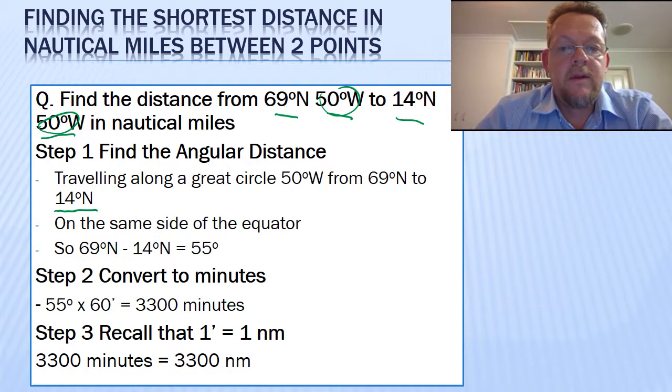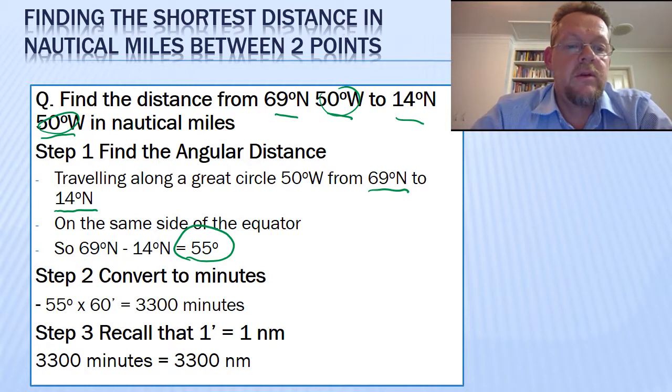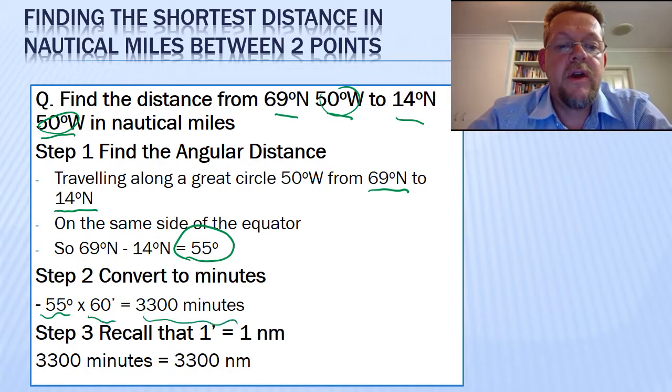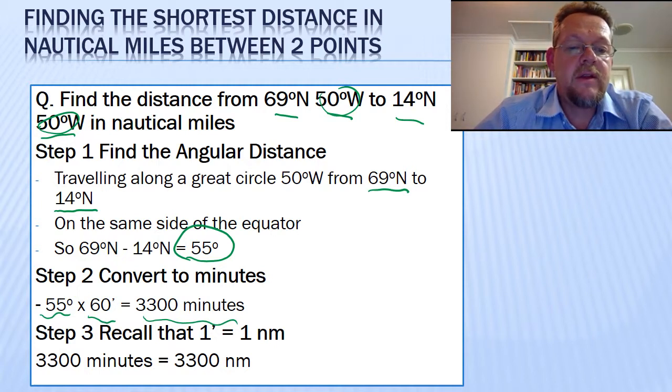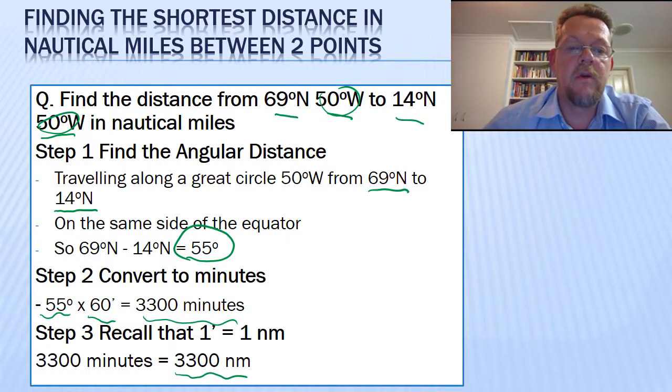No, we're not. We're traveling 69 degrees north to 14 north. We're actually traveling 55 degrees north on the great circle. Now we just need to convert this to minutes. So 55 degrees times 60 minutes per degree. So we're traveling 3,300 minutes, and that's just the same as saying 3,300 nautical miles, because we're traveling along a great circle.